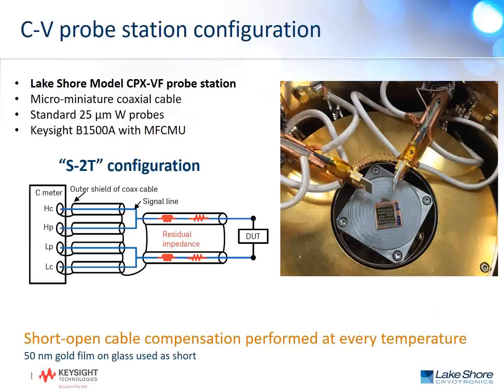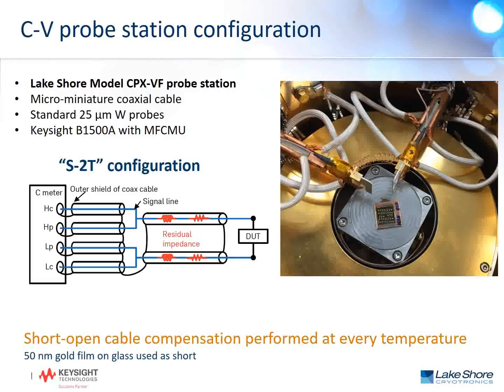One of the key aspects of doing a good S2T configuration is this linking of the coax ground as close to the device as possible. This reduces the cable inductance, the effective cable inductance, reducing the overall measurement error. It's important to note that during a variable temperature CV measurement, to do short open cable compensation at every temperature.